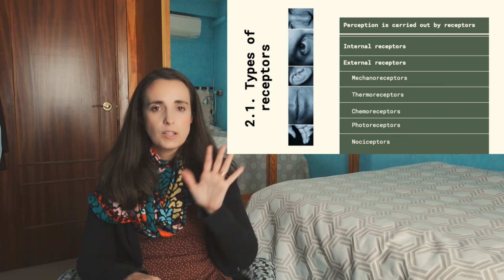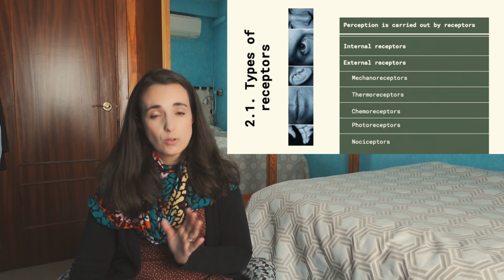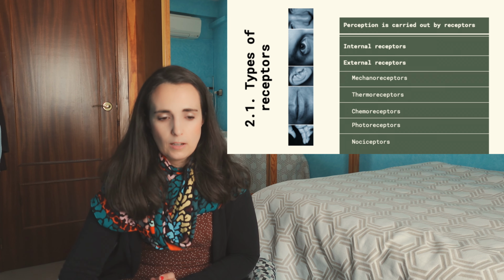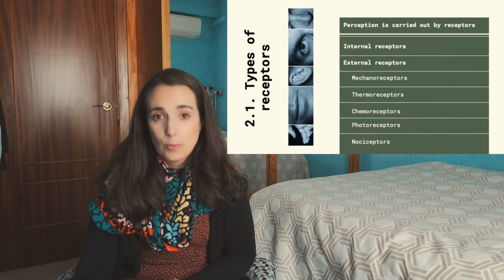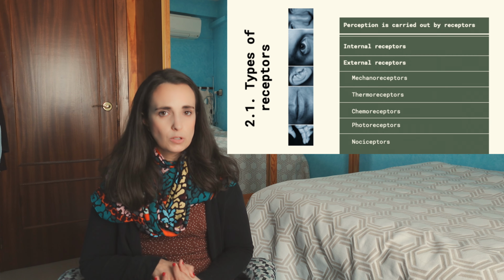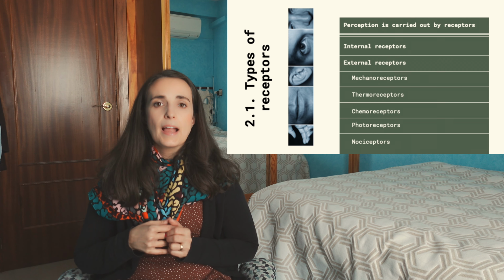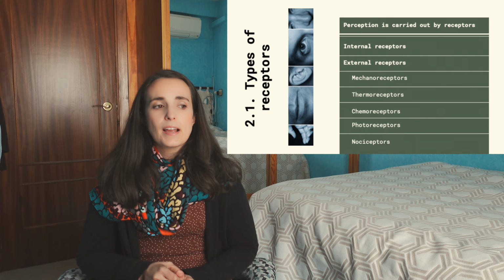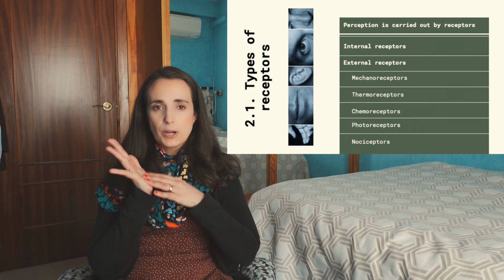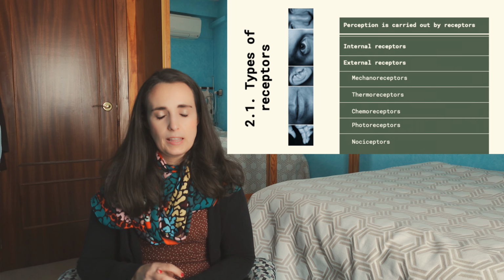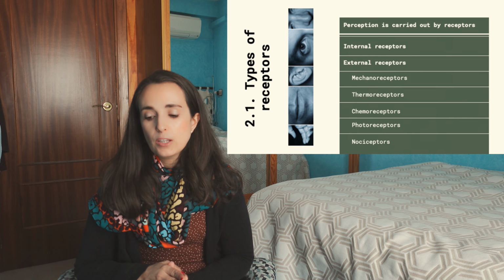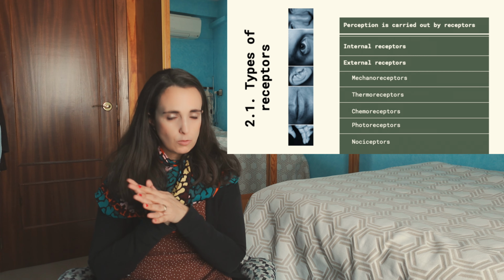We have 5 main types of receptors. I think the 5th type doesn't appear in your book, but I want to include it because it is relevant. So we have mechanoreceptors or mechanoceptors. You can see them written both ways. They will receive stimuli of movement, vibration, pressure. So this is mainly the type of stimuli they can receive. They will be usually related with the touch, right? We will see it later.